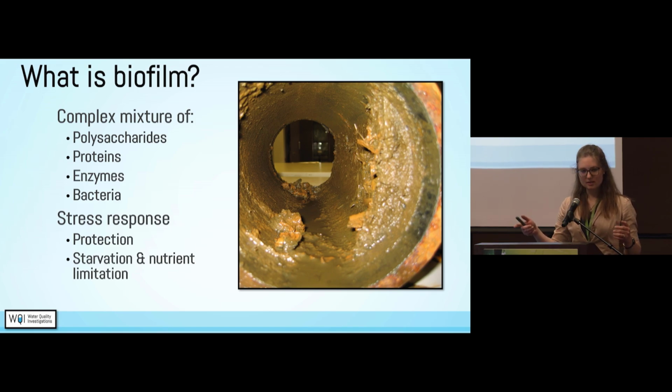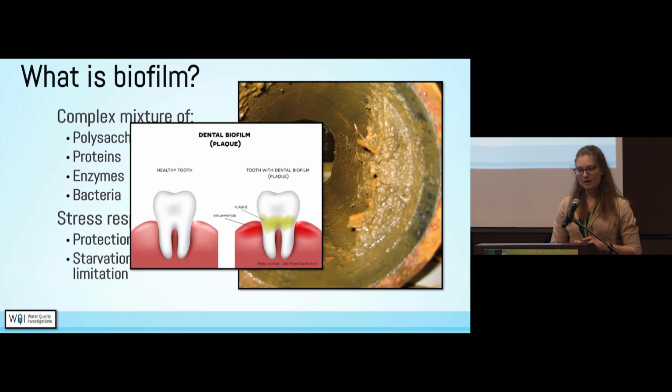Now, this picture is actually a distribution main that was cut out of service the day before it was sent to us, and it was actually in use right before it was removed. So you can see a really defined layer of this gooey substance, and that is biofilm. Another example of biofilm is actually the plaque on our teeth. That's another example that you might be a little bit more familiar with.